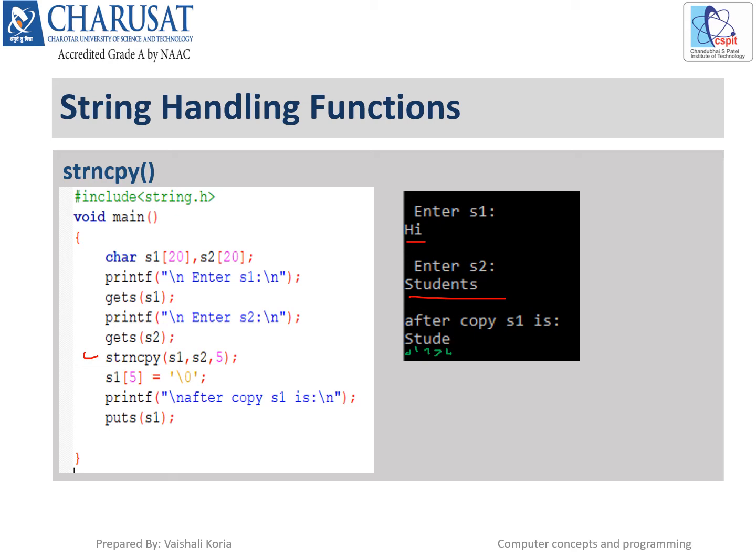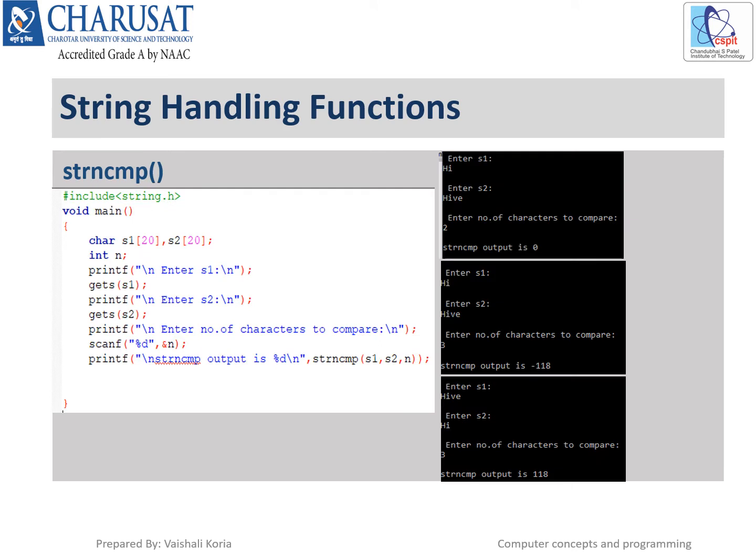So now at position 5, s1 of 5, we are explicitly assigning the null character in that location. So after copying the first five characters of s2, the next location is s1 of 5, and then we are assigning the null character. So now this s1 will be considered as a string, right? When you print s1 using the puts function, you can see that the output is perfect, stude, without any garbage values.